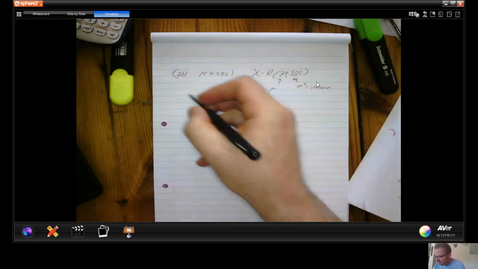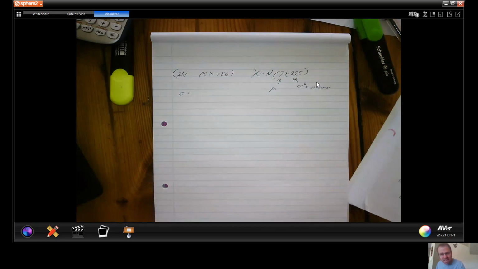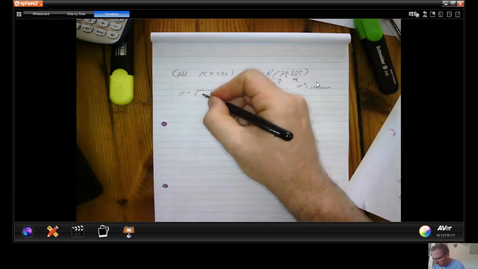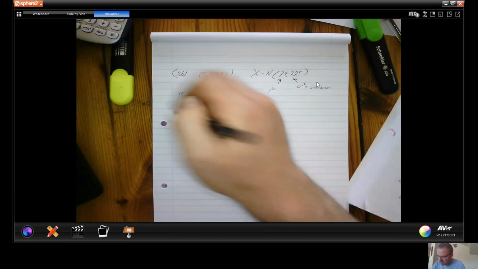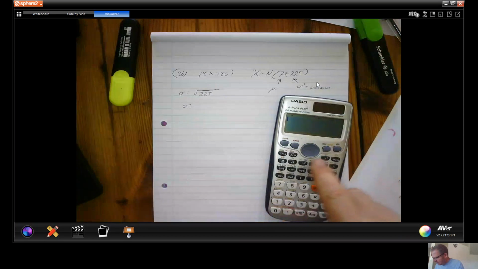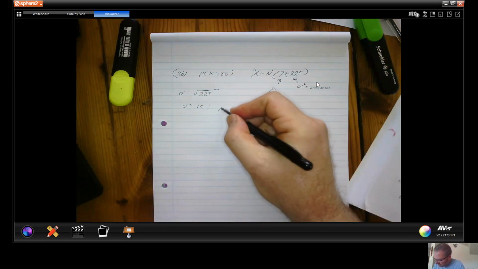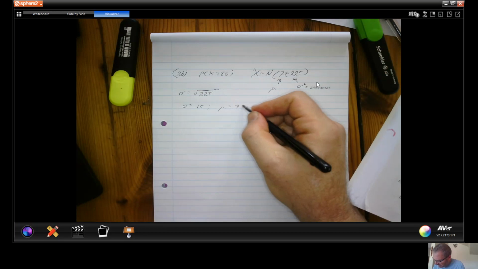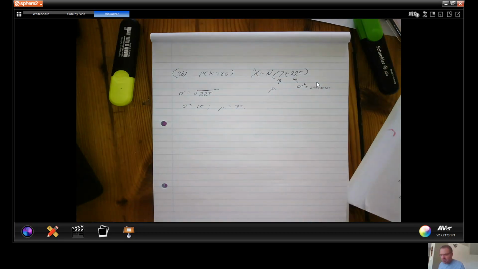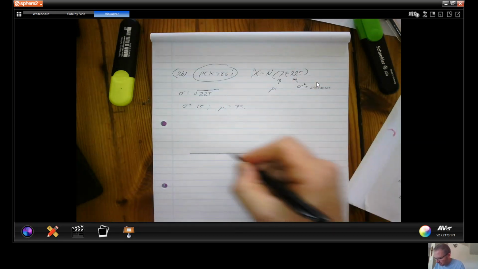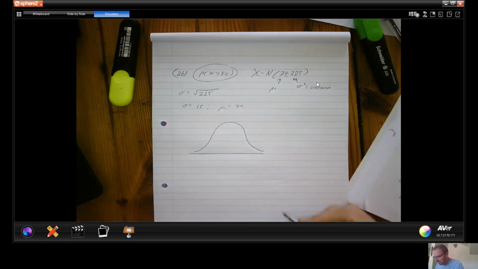So the first thing we should really do is figure out what our standard deviation is. So our standard deviation is going to be the square root of 225. And the square root of 225 is 15. So your standard deviation is 15, and your mu, your mean, is 79, and it's normally distributed. Right. So in this question, they want to know the probability that X is greater than 86. So draw your little normal distribution curve to see what's going on.